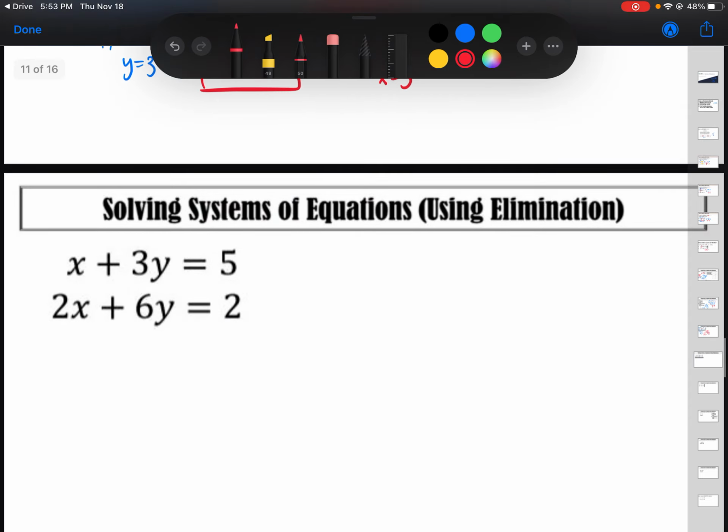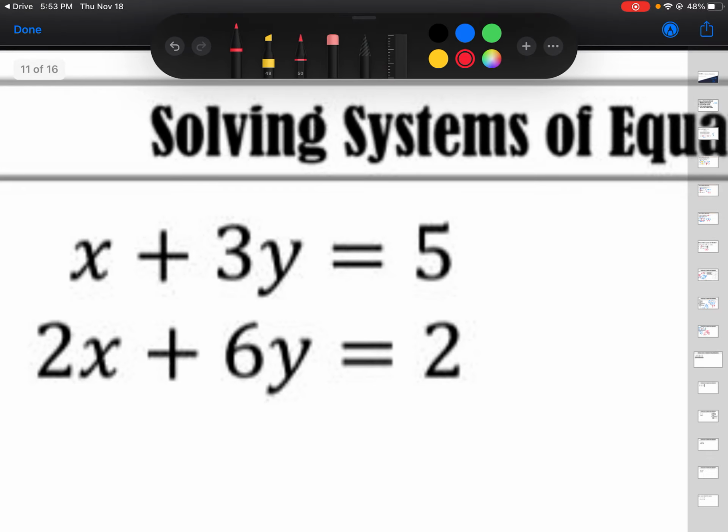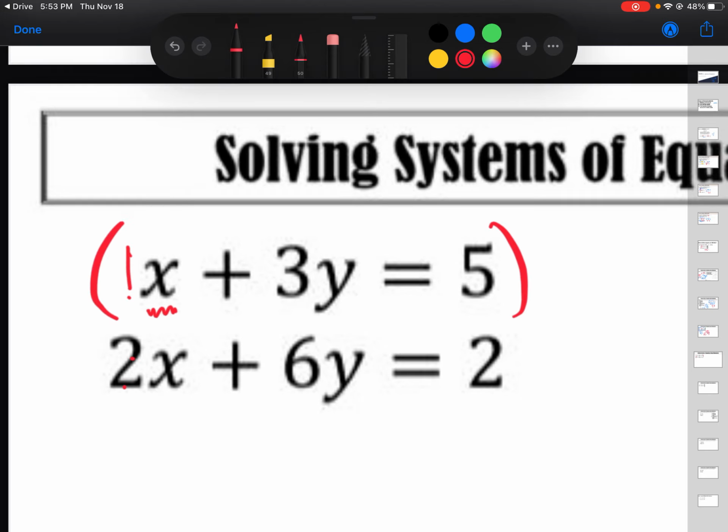Okay, next question. All right, I like these ones. When I have one of them that has just an x or like a 1 in front of it, I know that I can easily make that into the other number. So I can make a 1 into a 2 really easily. I would multiply the top equation by 2. One has to be positive, one has to be negative, so we'll go ahead and multiply by negative 2.